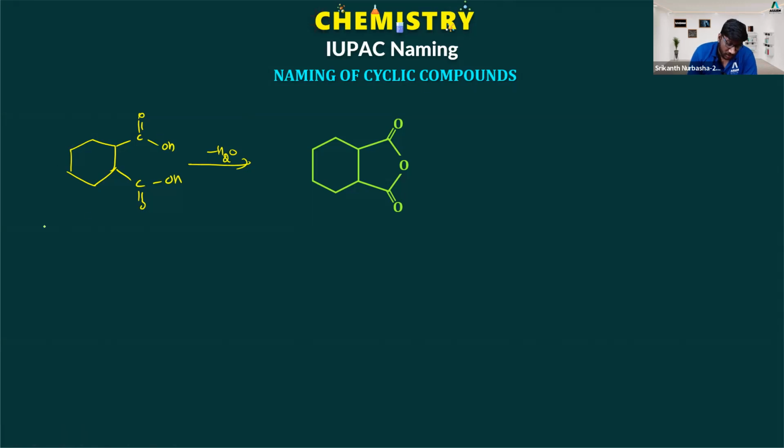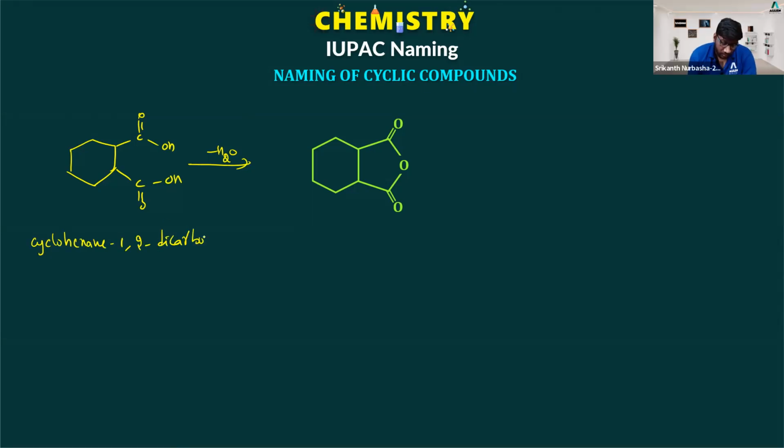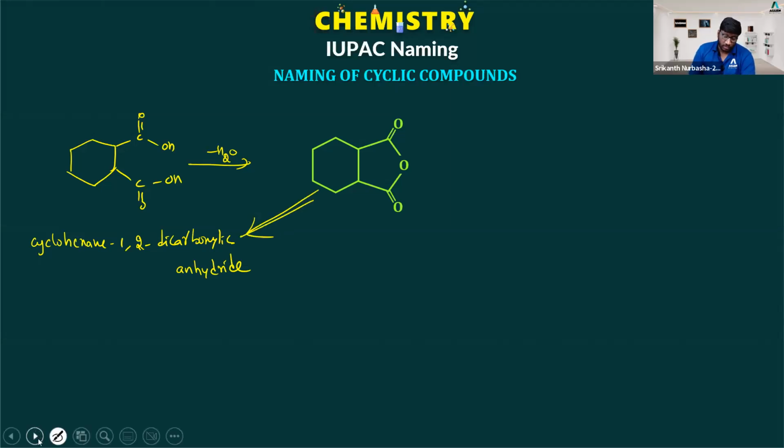What is the name of this carboxylic acid? Just now we have named it, no? Cyclohexane 1, 2 dicarboxylic acid. Is it an acid now? If I write dicarboxylic anhydride, that will be this compound. Cyclohexane 1, 2 dicarboxylic anhydride, that is going to be the name of this particular compound.